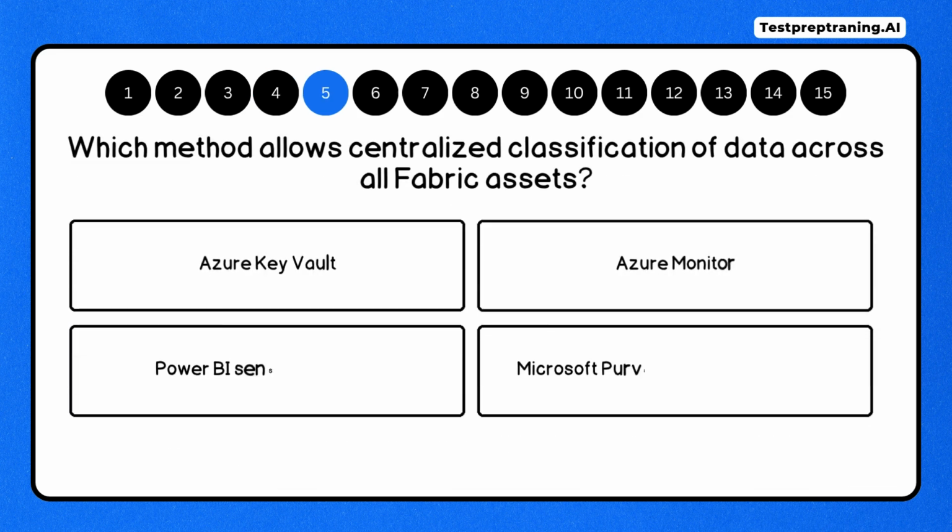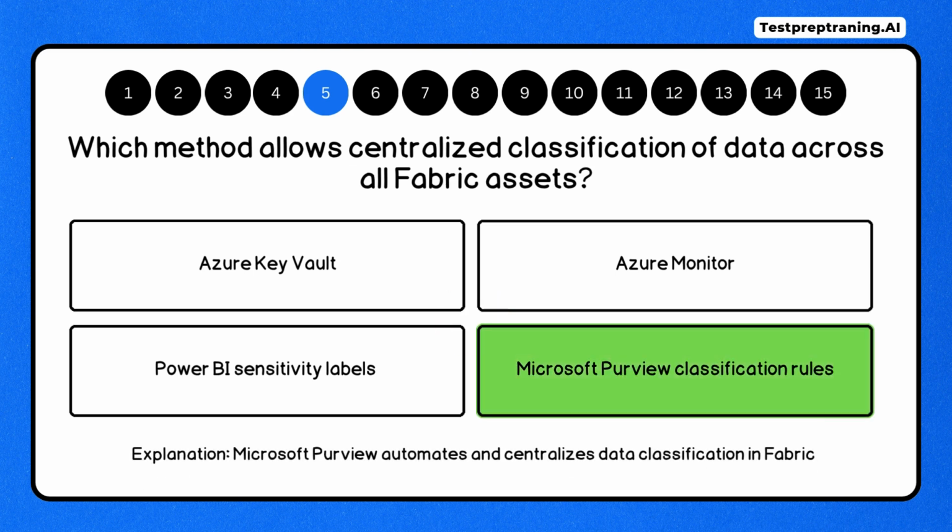Question 5. Which method allows centralized classification of data across all Fabric assets? Correct answer is Microsoft Purview classification rules, as Microsoft Purview automates and centralizes data classification in Fabric.